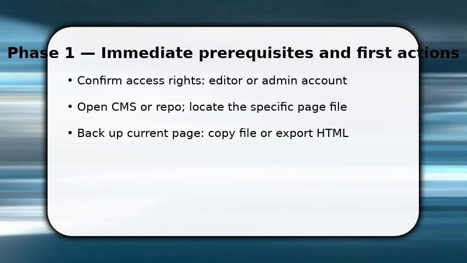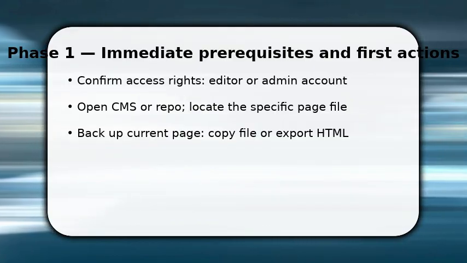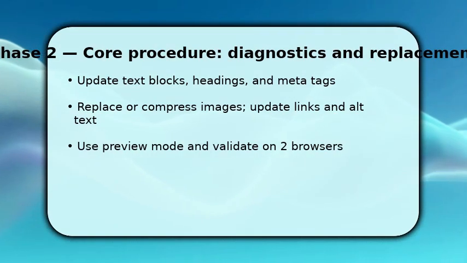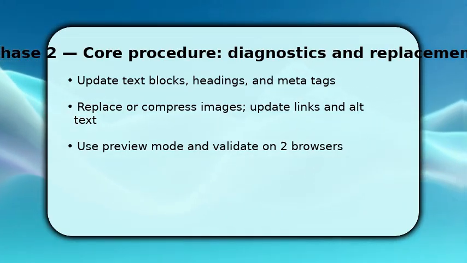While you're at it, note the template or components used. This helps you edit the right section rather than changing the wrong file. Now edit the content, update headings, body copy, and meta tags so search and users see the changes. Replace images, compress to reduce load time, and update alt text for accessibility.